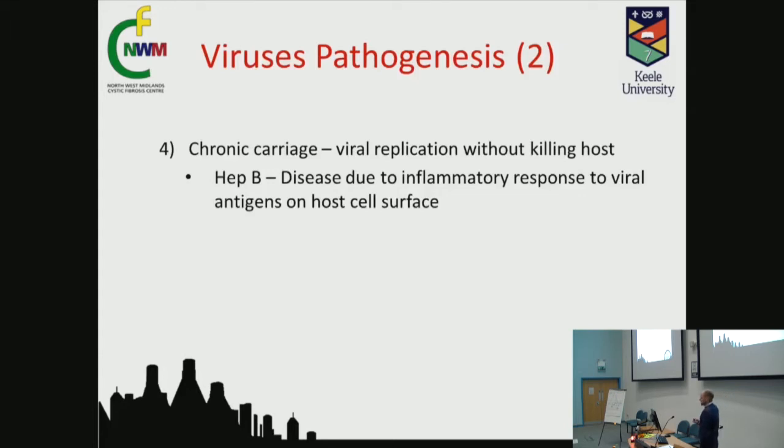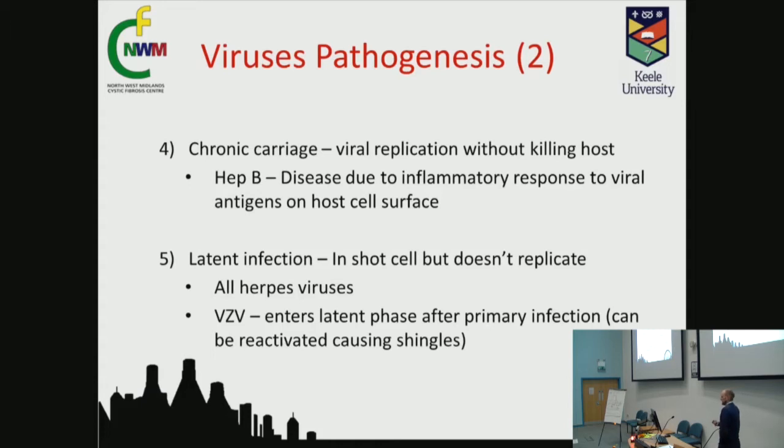Other ways that viruses can be pathogenic: you can get chronic carriage of the virus. So this is where viral replication will continue without it killing the host cell. And hepatitis B is a really good example of this, where you will continue to produce the virus, but the host cell will remain intact. And the damage in hepatitis B is probably due to the inflammatory response to the viral antigens on the host surface.